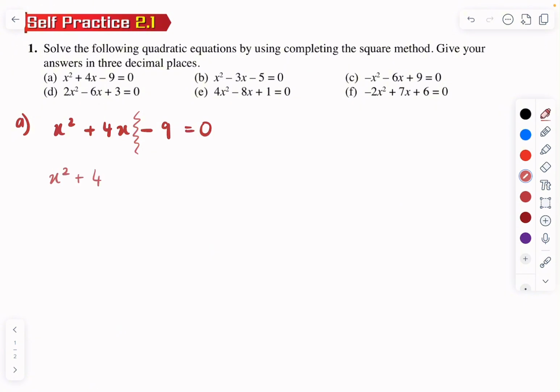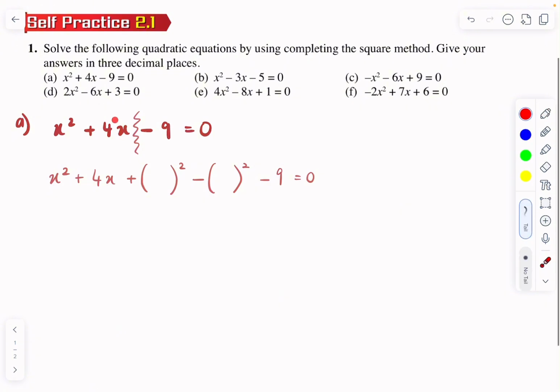Then inside here, we plus bracket square minus bracket square and then continue. So this part was before the break and this part is after the break. In the middle, we do this plus bracket square minus bracket square. What goes inside the bracket is b divided by 2. So 4 divided by 2. Then this part, the first part, you have to bring it together.